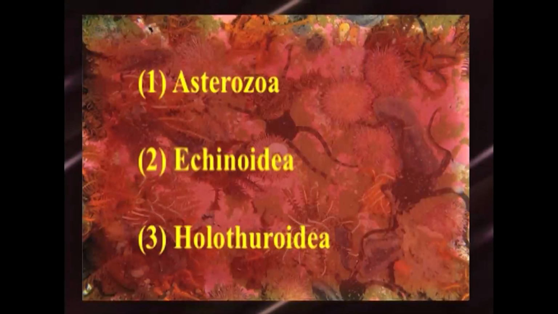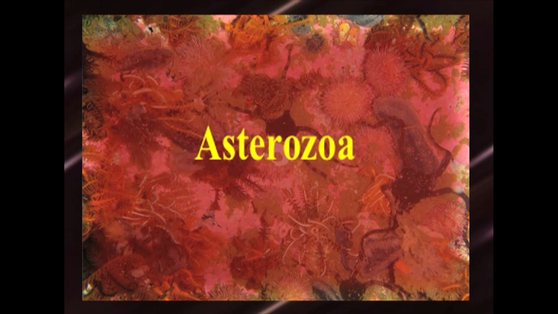The Eleutherozoa possess no fixing organs and are able to move about freely. This group is divided into three classes: number 1 Asterozoa, number 2 Echinoidea, and number 3 Holothuroidea. Coming to the first class, that is the Asterozoa.